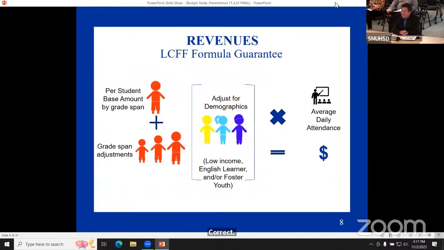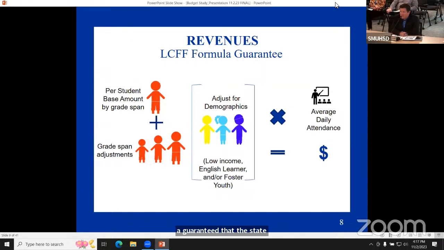So what is the LCFF? The LCFF is the Local Control Funding Formula. It is the successor to the old revenue limit, if you guys remember the old revenue limit. And what it is, essentially, is a guarantee. It's a guarantee that the state gives for every school district in terms of funding.